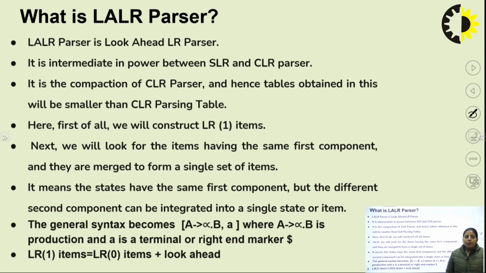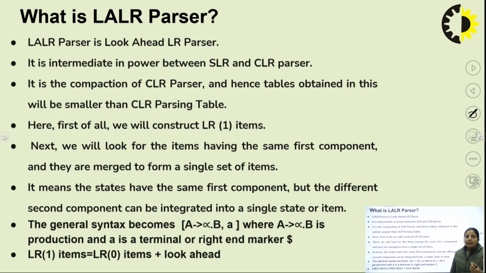Here, first of all, we will construct LR1 canonical items. Next, we will look for the items having the same first component and they are merged to form a single set of items. So what we have to do? We have to construct the LR1 item table, then LR1 items, then we have to look for the items that have the same first components, means the productions that have the same components. Then we merge to form a single set of items.